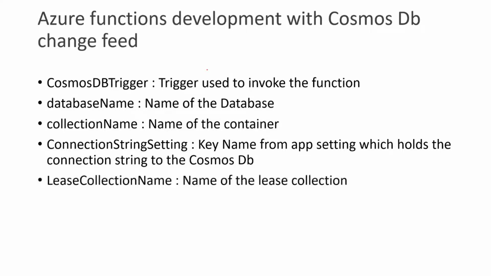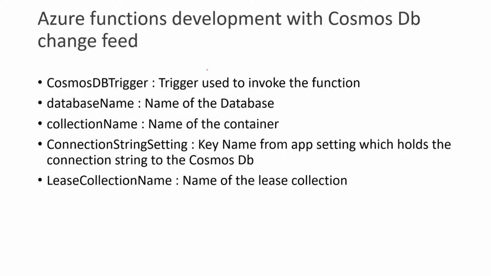And finally, it is the lease connection name. I told you while developing the application about the lease collection name. What does this lease connection name do? It keeps track of the records which are processed by using the Cosmos change feed. Why are they needed? Suppose we have 10 documents that need to be processed, and while processing the 6th document, some issue or error occurred.